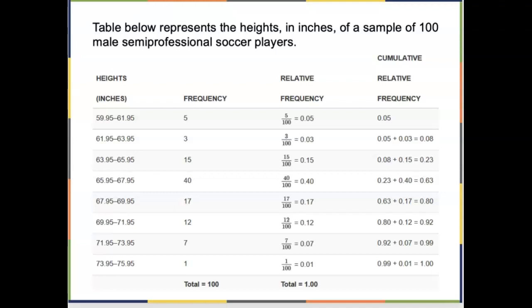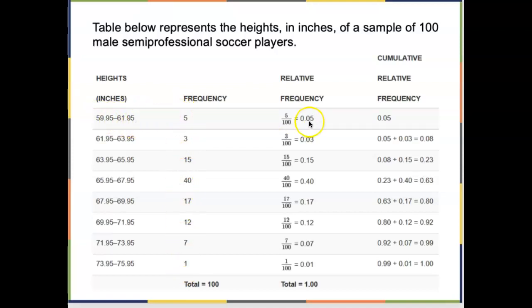So once we've actually collected our data using our different sampling techniques, let's talk a little bit about the frequency table. Here's an example of a frequency table where this table represents the soccer players that were between 59.95 and 61.95 inches. There were 5 of these soccer players. So the frequency is how many soccer players were in this group.